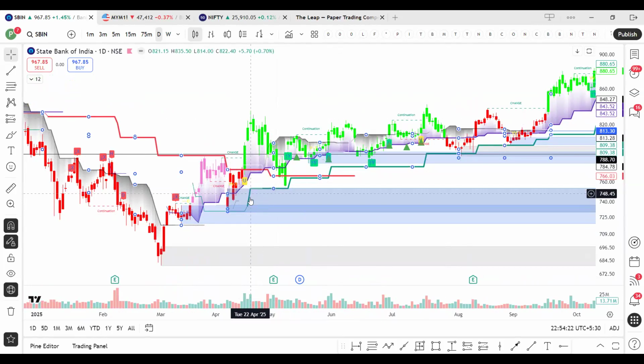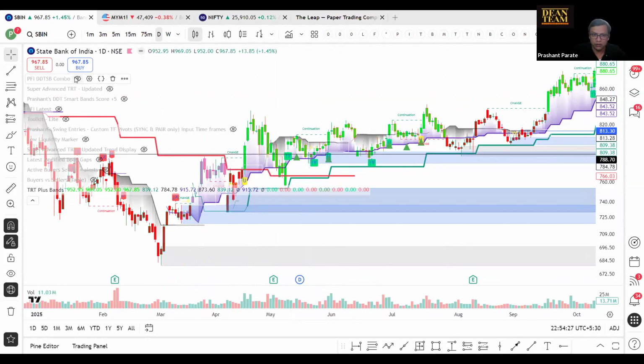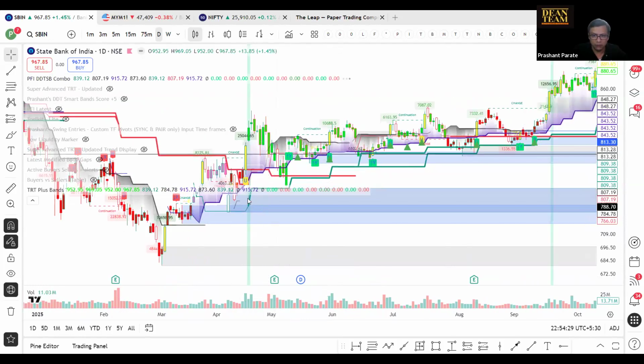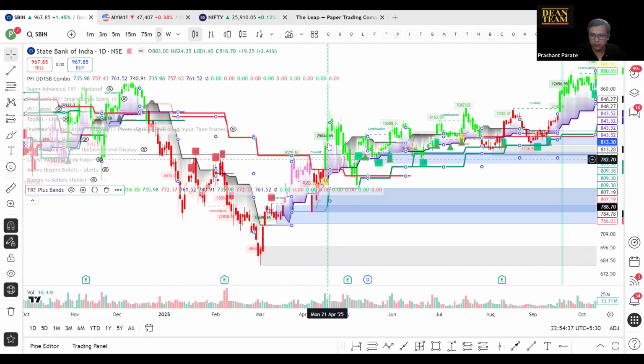So here the green bias band has started appearing, the TRT color changed to green, and the PFI numbers rose 2 times. So this is like a triple confluence. Green color has appeared here. Even though it is the first time green, what happened? PFI is increasing and bias is bullish. Momentum band has started appearing. Bearish momentum has disappeared. Most of the things are favorable.